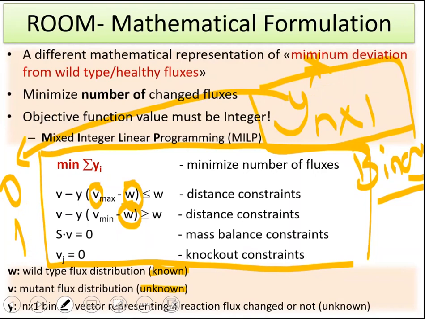And the objective function in ROOM is to minimize the sum of the elements of y. Here, if the element is 1, it means that the reaction has changed compared to the wild type flux. If the yi value is 0, this means that reaction has exactly the same flux as the wild type. So we want to minimize the changed reaction number, right? So the objective function is defined as the minimization of the sum of the elements of the y vector.